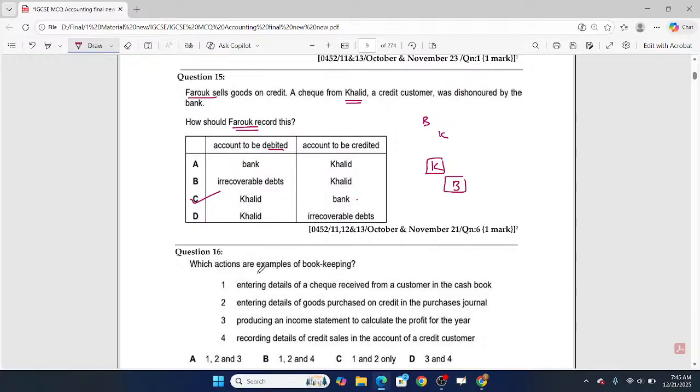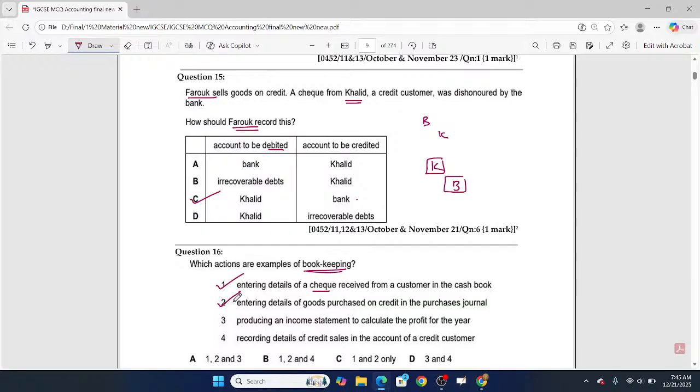Now, which actions are examples of bookkeeping? Forget about the income statement and financial statement. So the rest will be coming in the hands of the bookkeeping. Entering details of a check received from the customer in the cash book. Cash book is maintained by the bookkeeper, so it will be a part of bookkeeper's job. And entering details of goods purchased on credit in the purchases journal. Yeah, purchases journal also primary entry only, so it should be done by the bookkeeper.